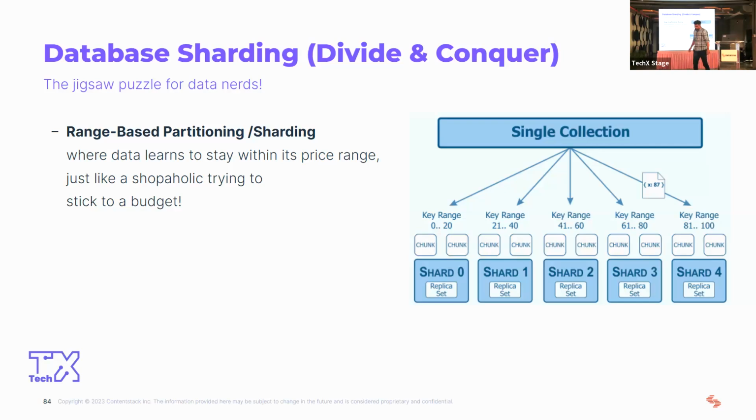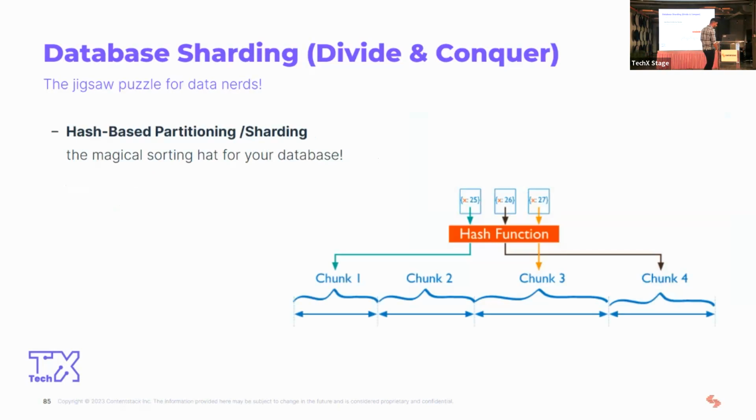Okay. So there are roughly two methods that we usually use. The first one is range-based partitioning, or you can say range-based sharding. What we do here is make data stay within its price range, just like a shopaholic trying to stick to a budget. So basically we know our range and we have to stick our data inside of that. Pretty simple.